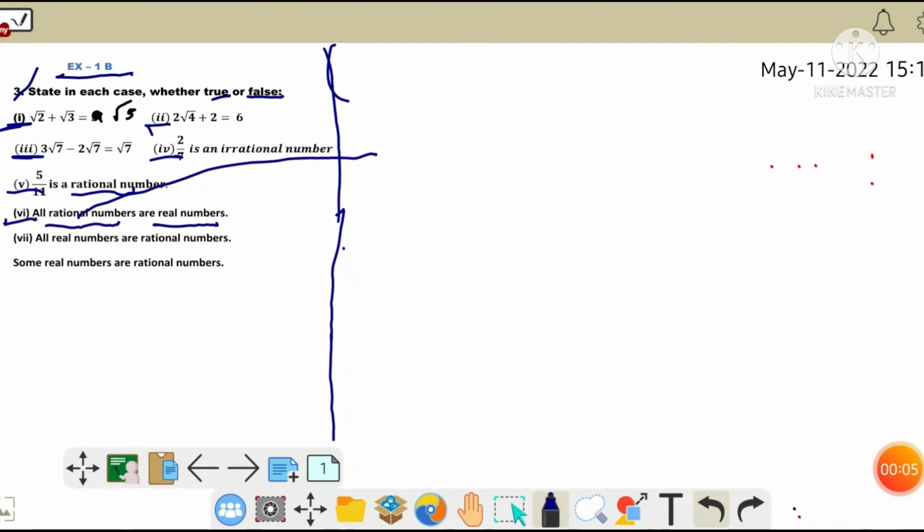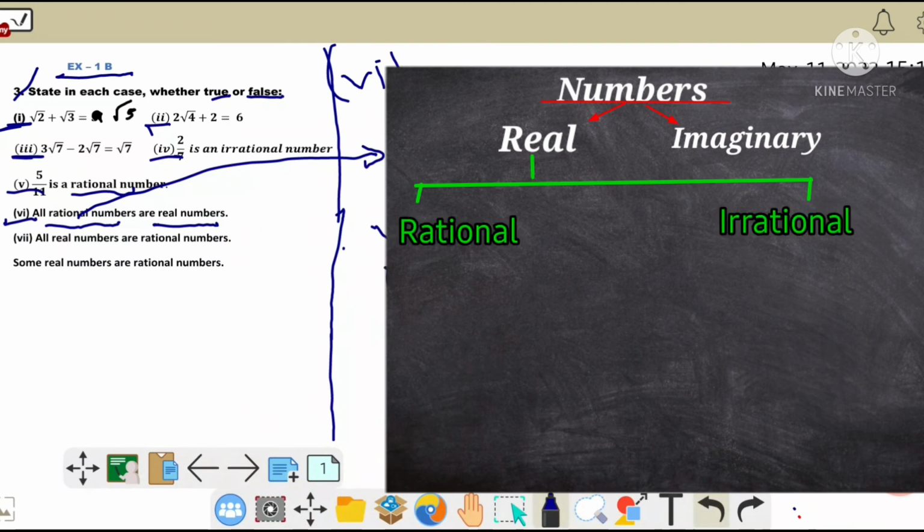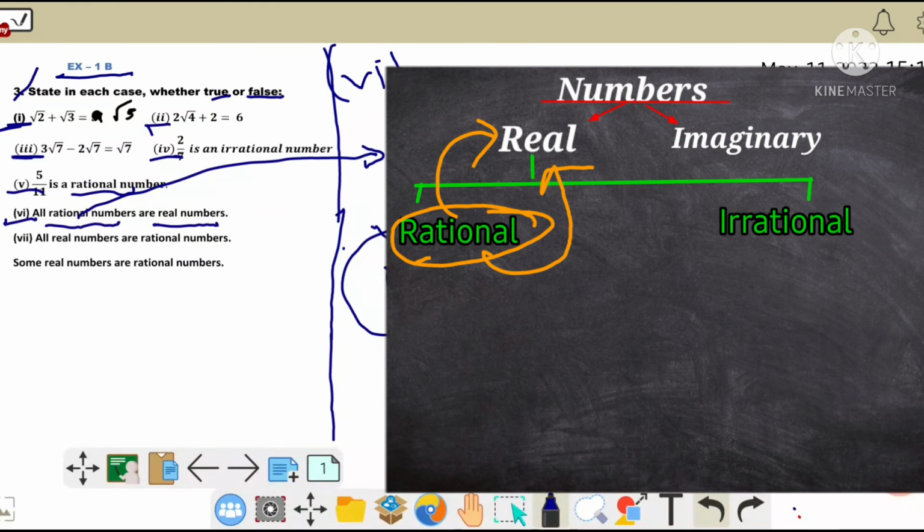The next question we have is question number 6: all rational numbers are real numbers. Real numbers are of two types, rational and irrational. So yes, rational numbers come under real numbers. So all rational numbers are real numbers. Yes, it's true.